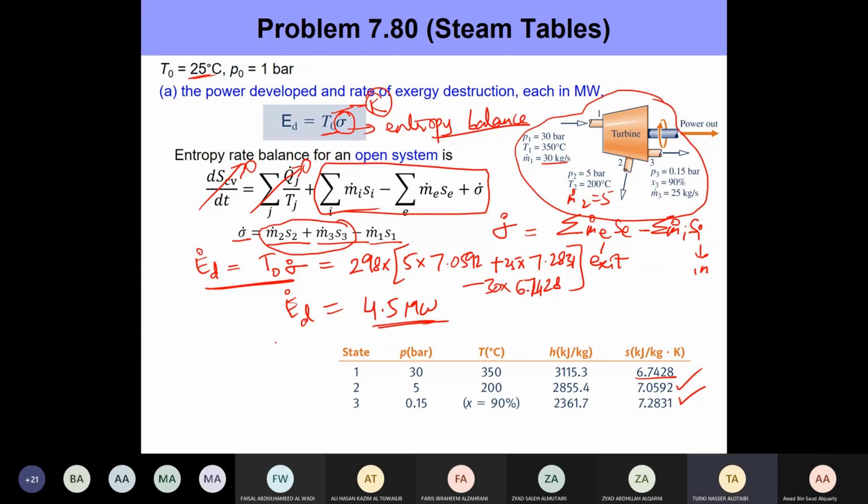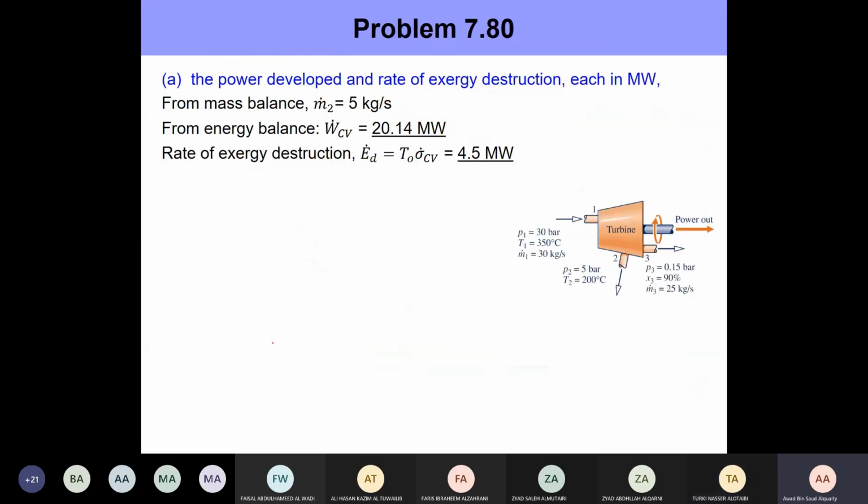Clear, doctor. Okay, great. So then we have looked at part A and we have solved it, right? So we got the mass at state 2 from the mass balance. We calculated the power output and also the exergy destruction. Now we need to do part B, which is to devise and evaluate exergetic efficiency.